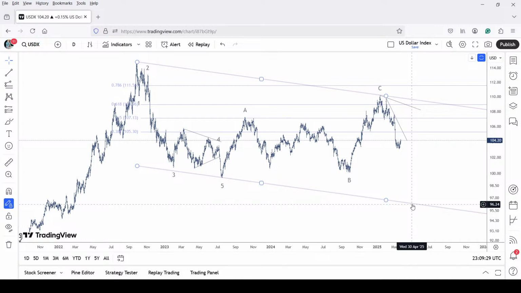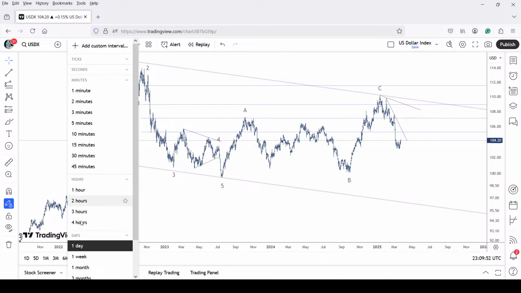So the bigger picture in the dollar index is still, I think we are midway, which we have been referring to lately. And the third wave within the five wave decline is still unfolding. And it has time to still confirm that the third wave is complete.